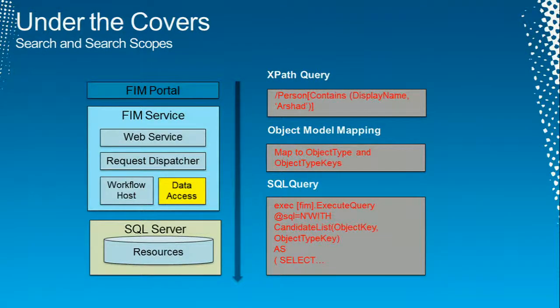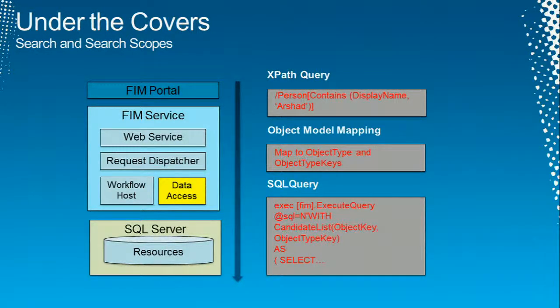So let's take a look under the covers of how search actually works. When this user comes to the FIM portal site, they execute a search. In this particular case, they are looking for a user by the name of Arshad. That happens to be me. It's a nice way of getting my name on the screen, when you talk about queries with your name in it. So he's doing a search with Arshad in the display name, and the portal takes the string and converts it into an XPath.